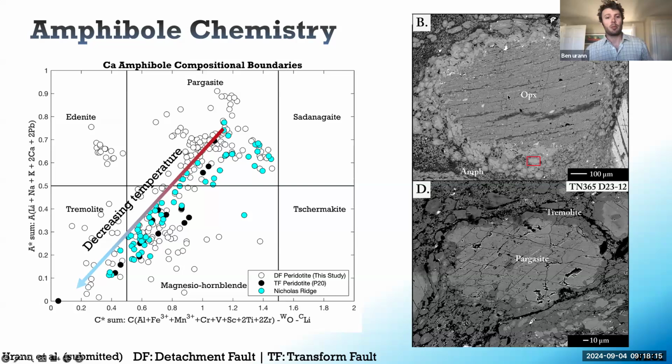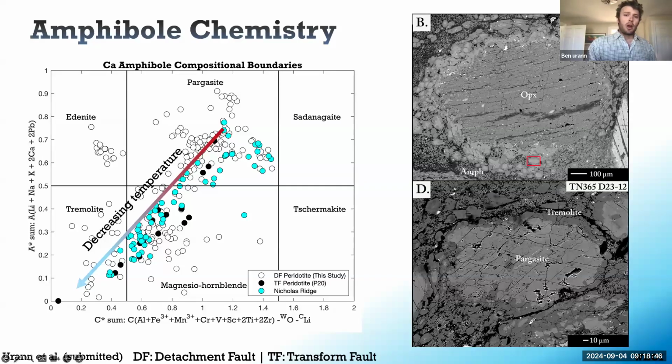We can see here in panel B an orthopyroxene porphyroclast, and its rim has been corroded away to form pargasitic amphibole neoblasts, which you can see here. And if you zoom in on this pargasite and look at the textures of the individual pargasite neoblasts, you can see that they themselves are rimmed by tremolite, which again is consistent with this low temperature process during exposure along the detachment fault.